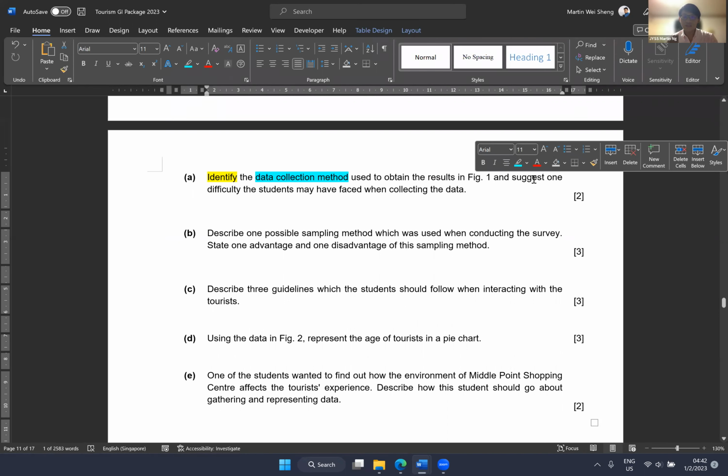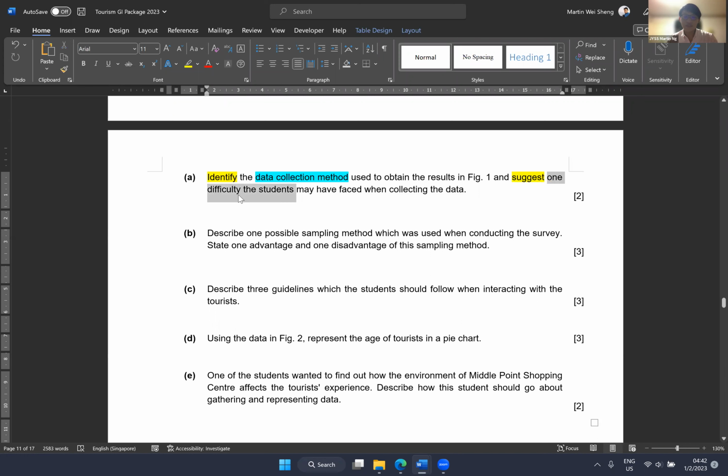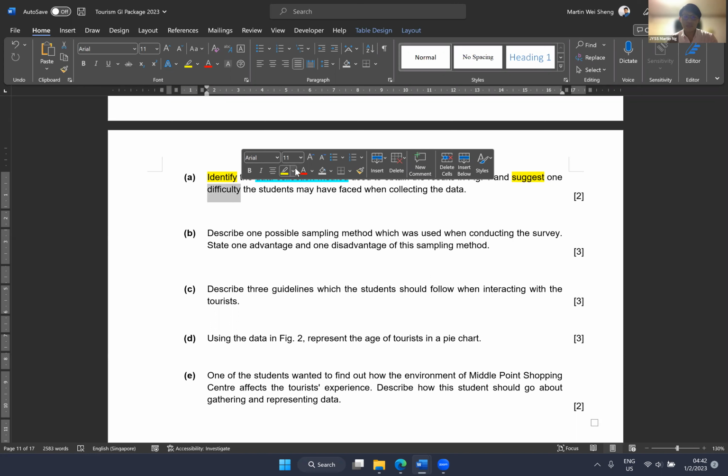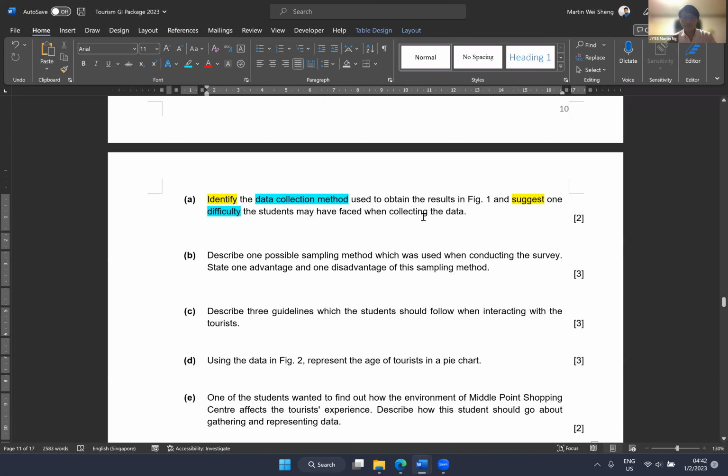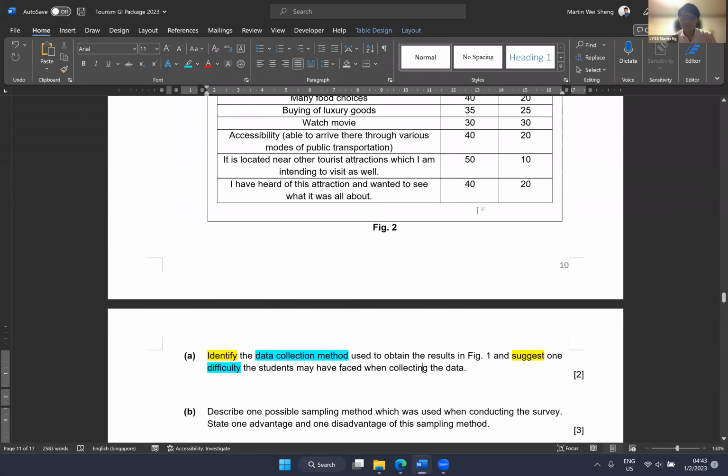All right. So when you see this kind of question, suggest one difficulty, you have to understand that this is probably asking you to talk about the disadvantages of using the method mentioned, okay, when collecting the data. So this question is worth 2 marks, 1 mark to identify the method, 1 mark to the suggestion of the disadvantage. Okay, so a little bit of hint for you.